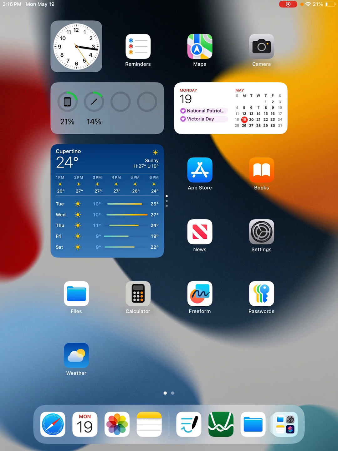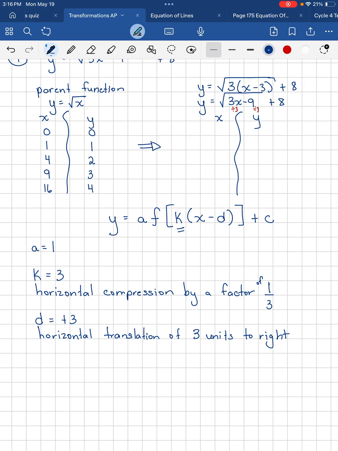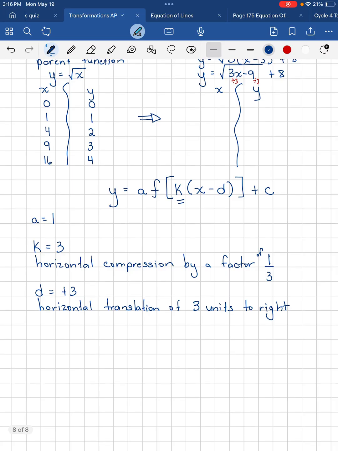So that's what you should be careful of when you're writing your transformations down. If you're writing that it's going to the left, that means you're not using Desmos to check. And then finally, we have a C value, and the C value is equal to positive 8, which is a vertical translation of 8 units up. Anything vertical remains the same. Anything horizontal, you need to think twice.